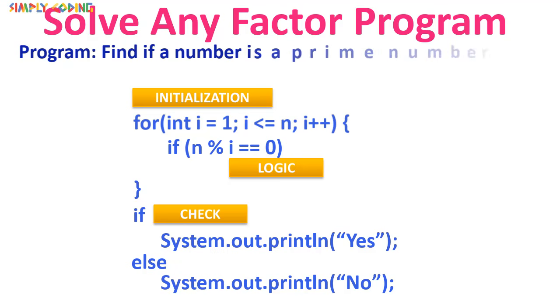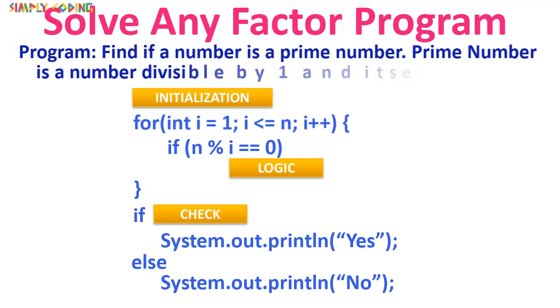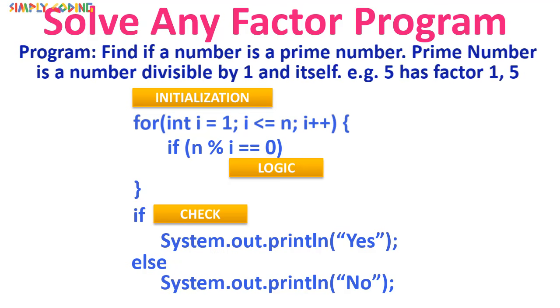Let's first see a simple program where we have to find if a number is prime number or not. A prime number is a number which is divisible by only 1 and itself, so it has only two factors, like 5 is divisible by only 1 and 5.